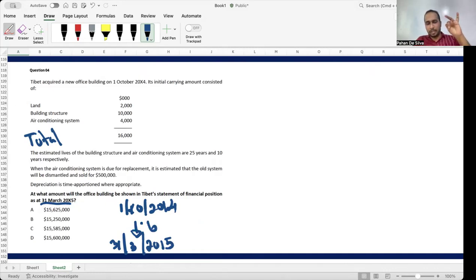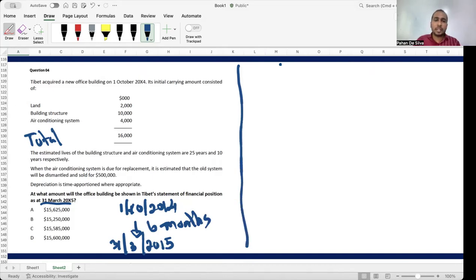October, November, December, January, February, March. It is 6 months. So actually what we have to do is calculate the depreciation in this case for a period of 6 months. How can we calculate the depreciation?